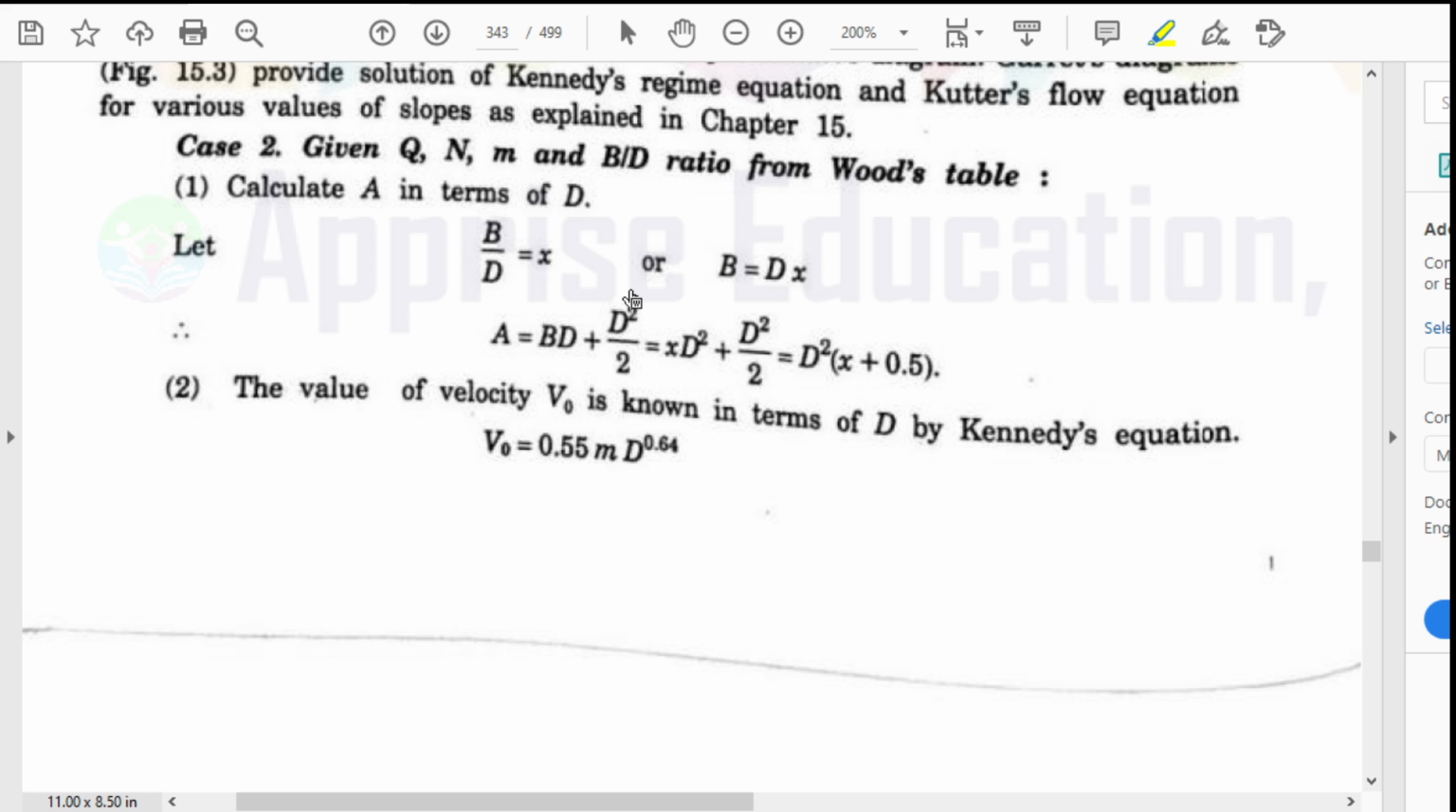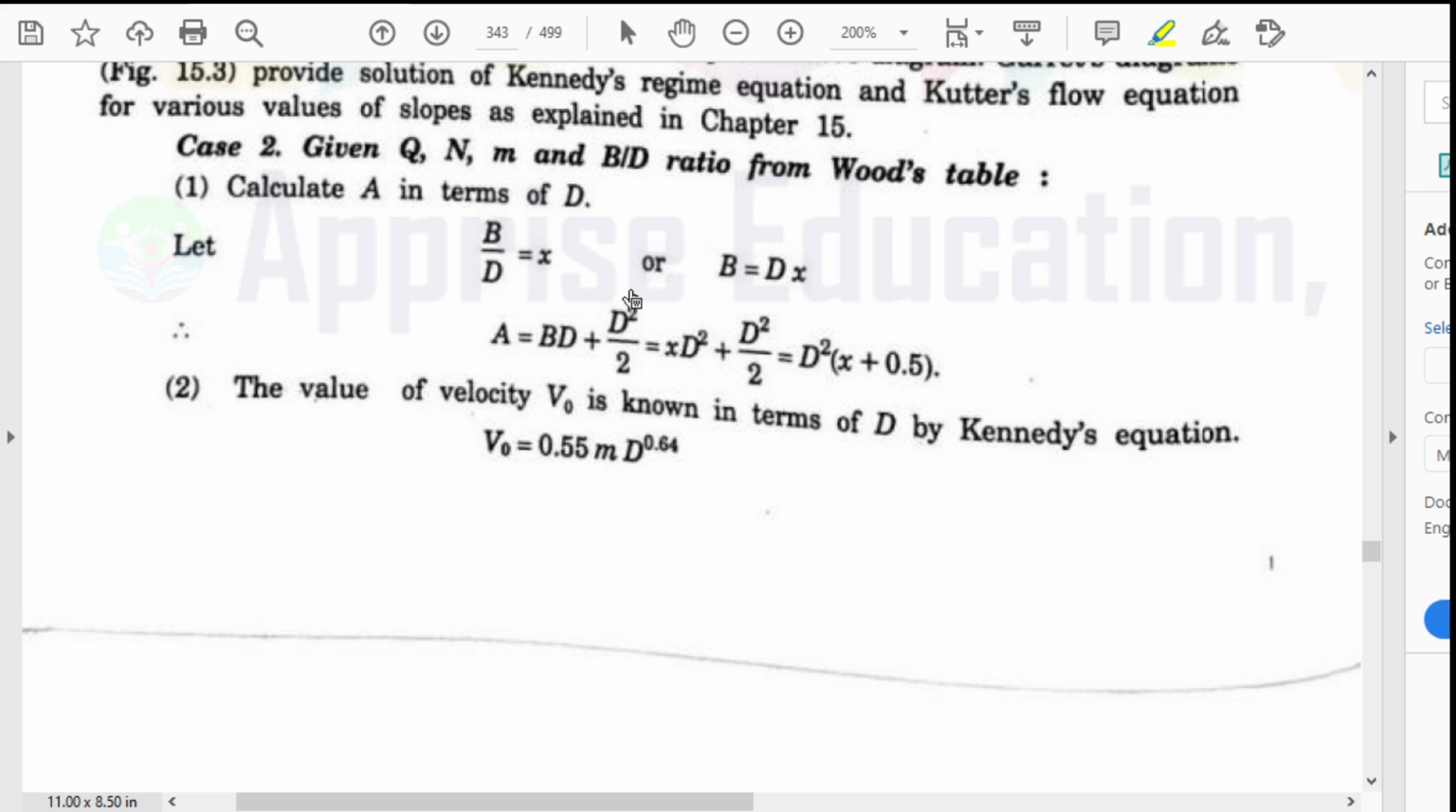What is meant by the Wood table? The table is one such criterion which was prepared in Punjab. This is only used with Kennedy's theory. As he investigated the canal system in Punjab, he prepared it, and this criterion is very much useful for the design of canals in the Punjab area.